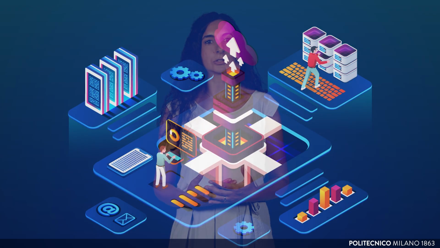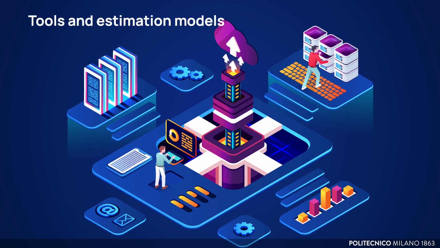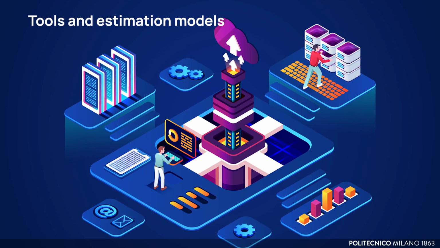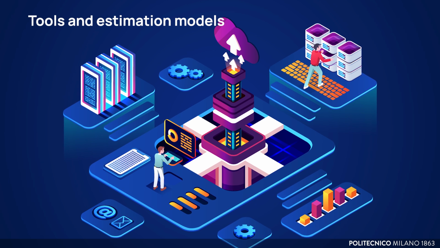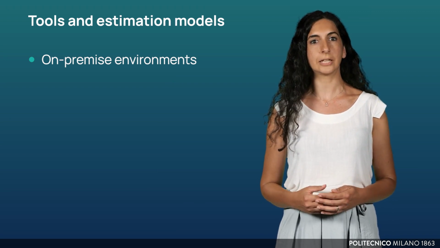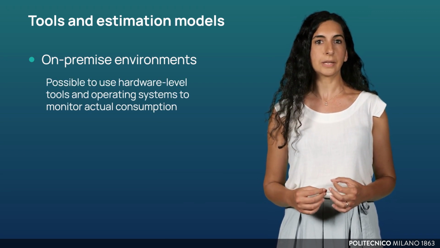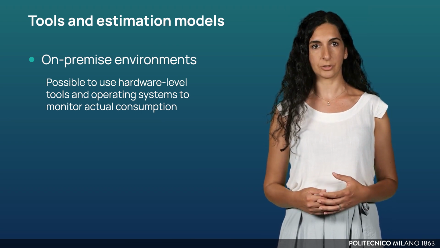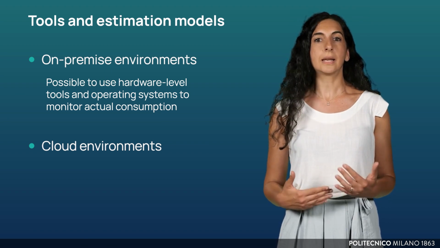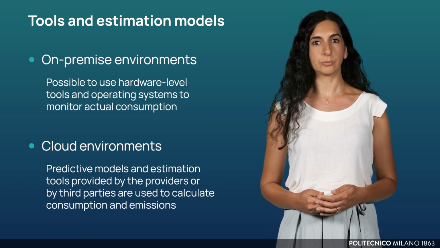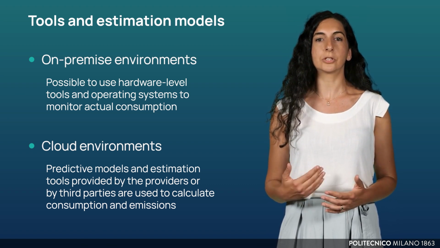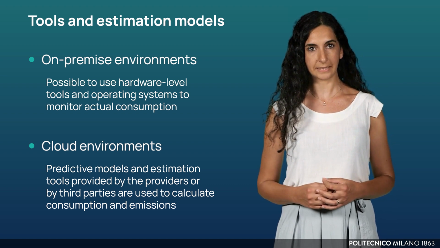To overcome these difficulties, tools and estimation models have been developed that are able to provide a sufficiently reliable picture of the software's energy impact. These tools vary in precision and granularity depending on the context. In on-premise environments where the infrastructure is under the direct control of the organization, it is possible to use hardware-level tools and operating systems to monitor actual consumption. In cloud environments where visibility into the infrastructure is limited, predictive models and estimation tools provided by the providers or by third parties are used to calculate consumption and emissions based on resource usage and the location of data centers.